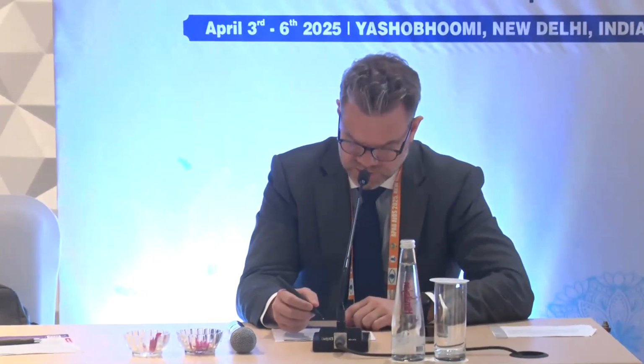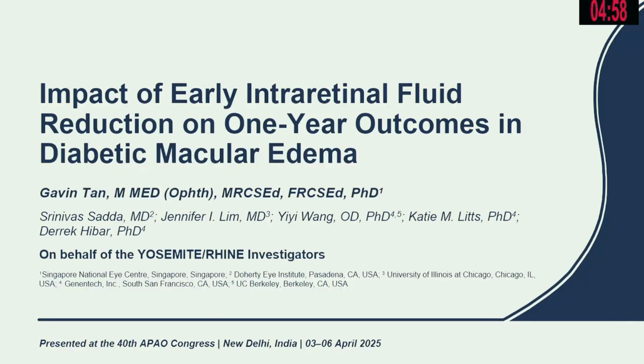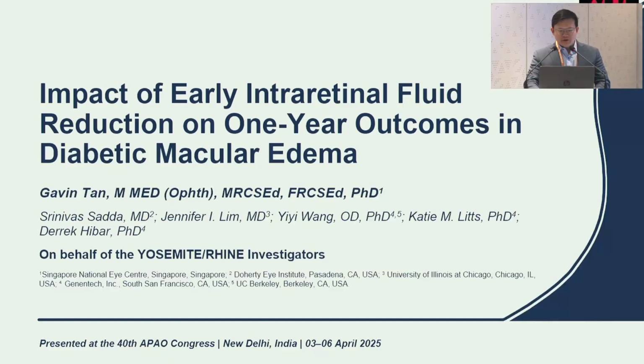The first of Gavin's talks this morning is the impact of early intraretinal fluid reduction on one-year outcomes in diabetic macular edema. Thank you to the organizing committee for allowing me to present this abstract. Today I'm going to speak about the impact of intraretinal fluid reduction on the one-year outcomes, and actually two-year outcomes as well, of diabetic macular edema from the Yosemite and Rhine study.